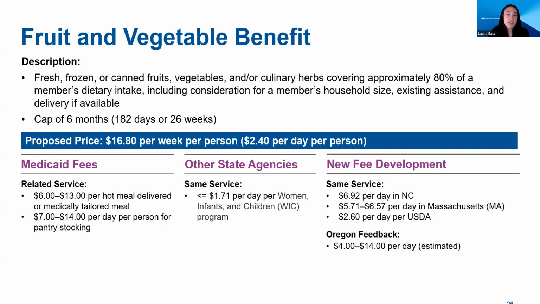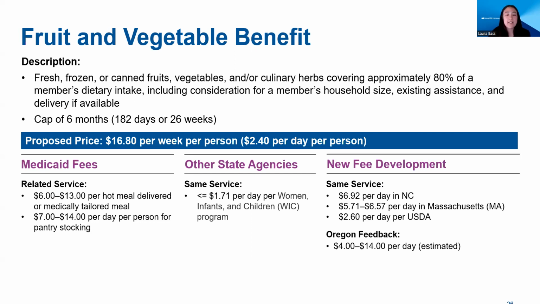Similar to pantry stocking, we reviewed a wide range of possible prices. So as we're starting to see on other slides, just food-related services in general include the HRSN meals and the medically tailored meals, which we'll talk about, and the HRSN pantry stocking, which we've talked about. However, these services cover more types of food than just this fruit and vegetable benefit.